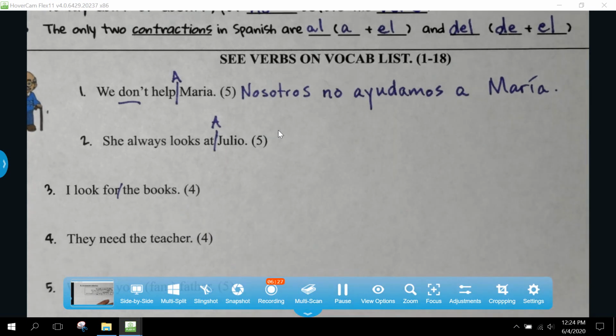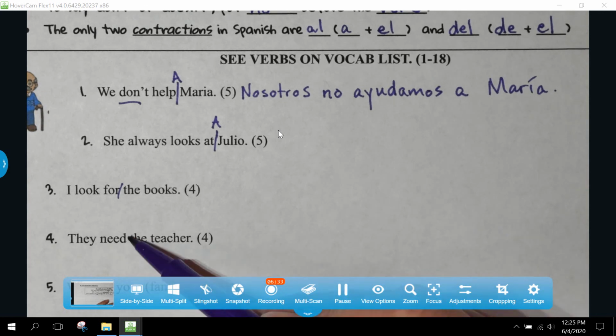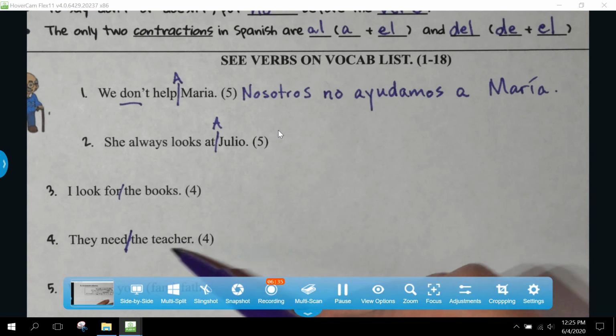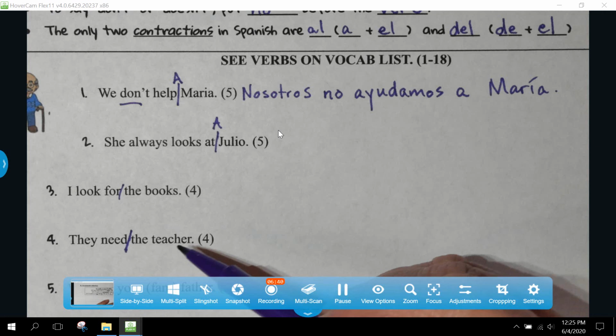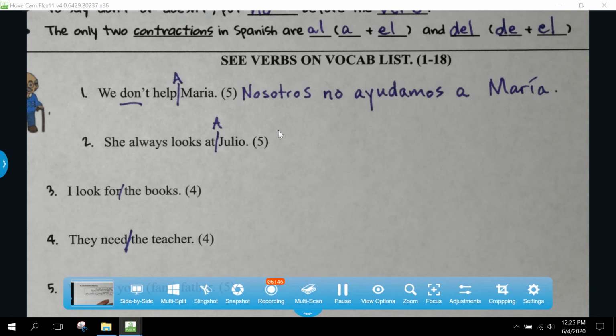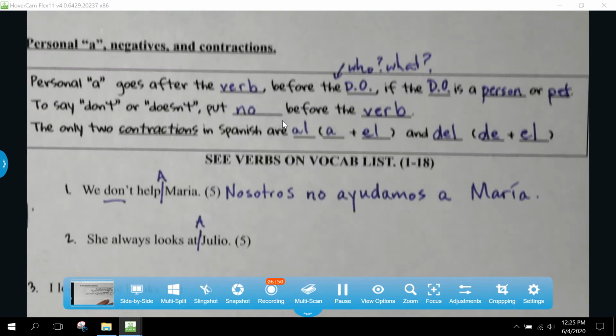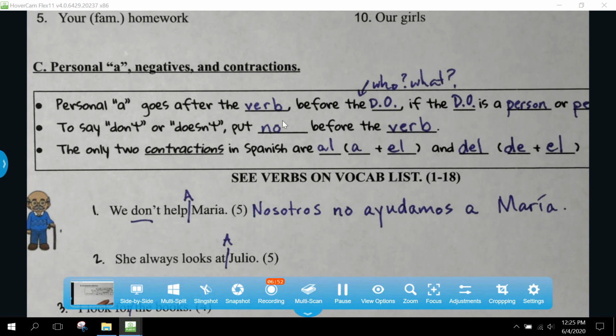My suggestion would be to go through the sentences first, slash mark after each verb, and then say, is that a person or a pet after the slash mark? They need who or what? The teacher. In this case, the teacher is a person or a pet, so you need a personal a. And that covers personal a, negatives, and contractions. Thank you.